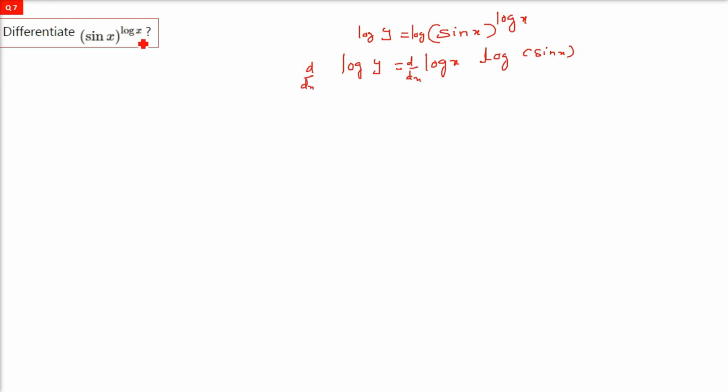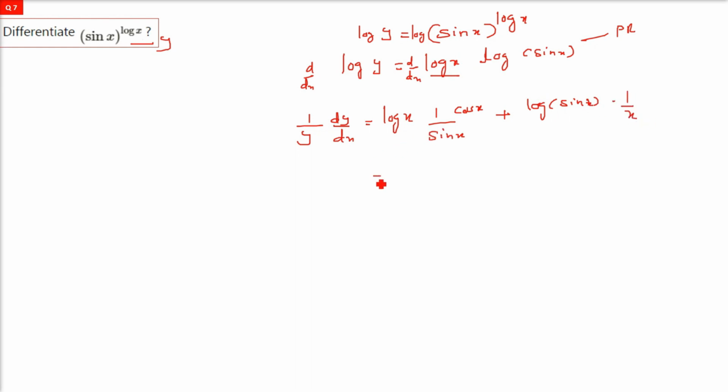D by dx of this. Please remember this is y, because we are going to use it. So we have 1 by y dy by dx is equal to, now in differentiation, first log x we are going to apply the product rule. PR I am writing for product rule. Log x, log sin x is, it will be 1 by sin x, and the derivative of sin x will be cos x. Then plus log sin x we will take outside, and the differentiation will be of log x, which will be 1 by x.